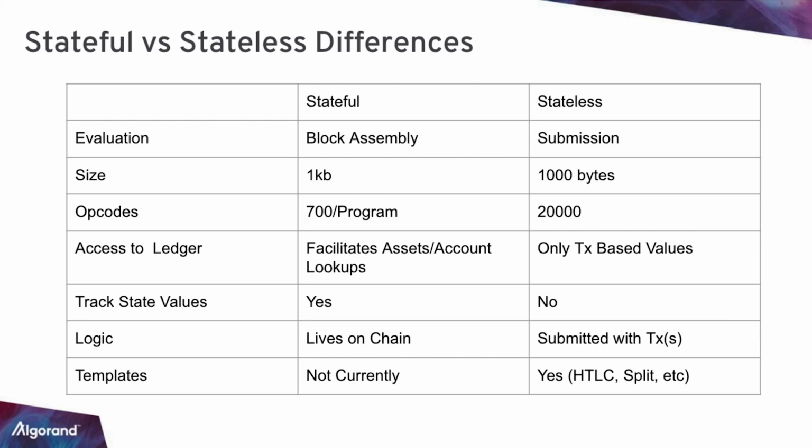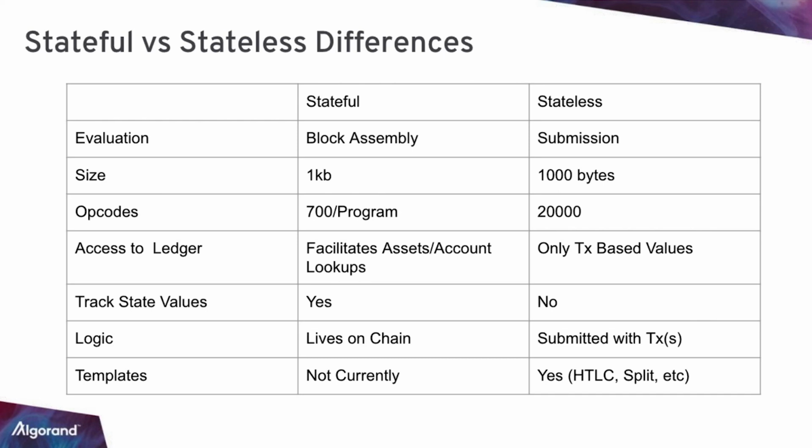They both have roughly 1,000 bytes of size limits, and then there's an opcode cost budget for every program, every Stateful or Stateless Smart Contract. The opcode cost is essentially a numeric value that measures how much computing power a specific opcode is going to use. And so typically, like additions, subtractions, those types of things, most opcodes are going to be 1. All right.